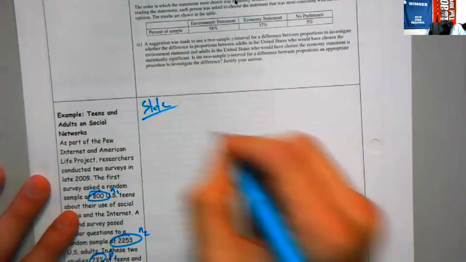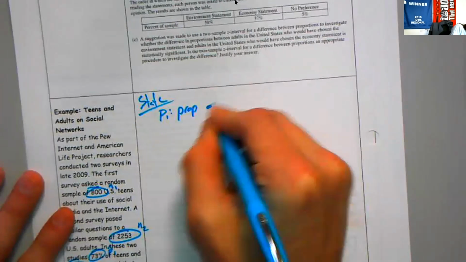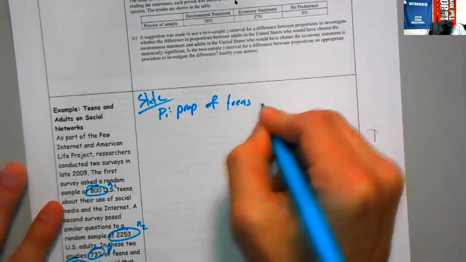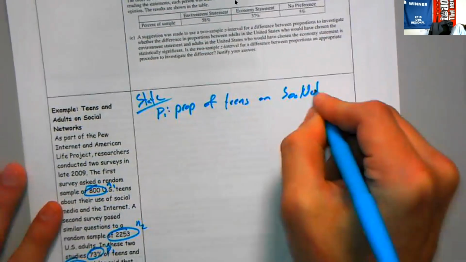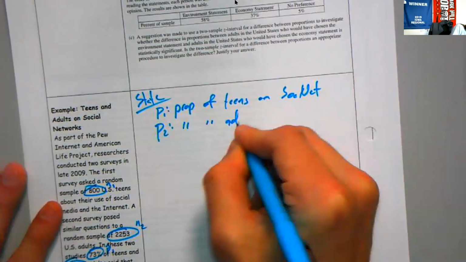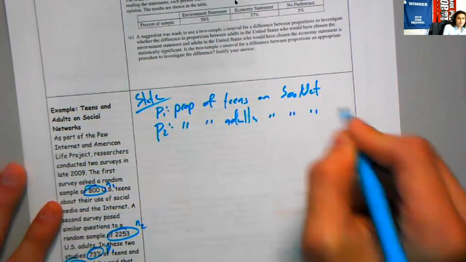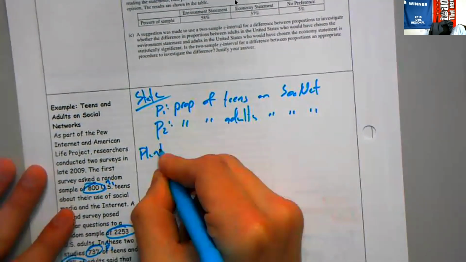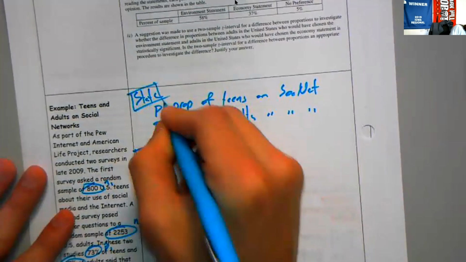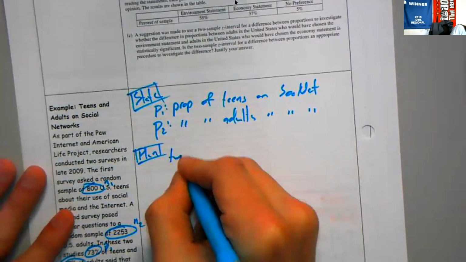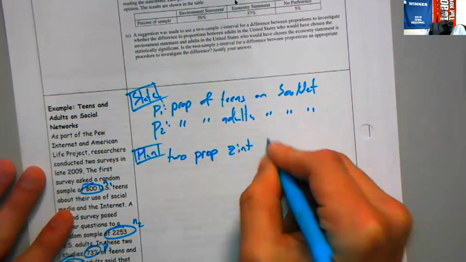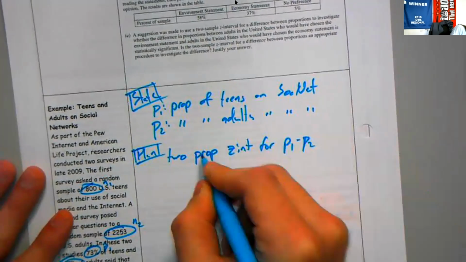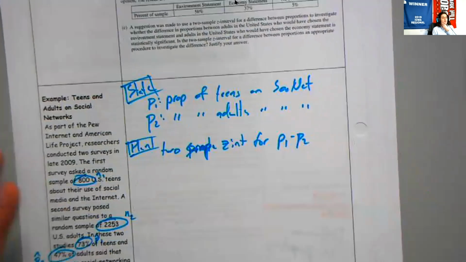So our state would be, P1, the proportion of teens on social networking, and P2 will be the proportion of adults on social networking. Those are ditto marks. You can feel free to use them if your proportions are talking about the exact same type of thing. Our plan step, we're going to do a 2 proportion Z interval for P1 minus P2. That'd be 2 sample Z interval for P1 minus P2. We're going to estimate the difference in these 2 proportions.